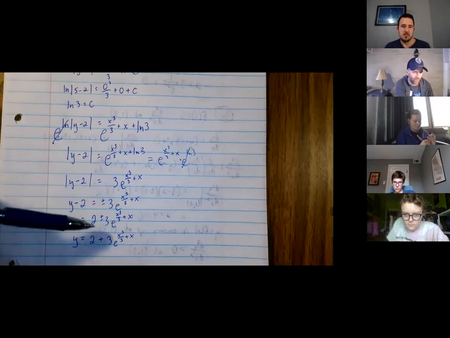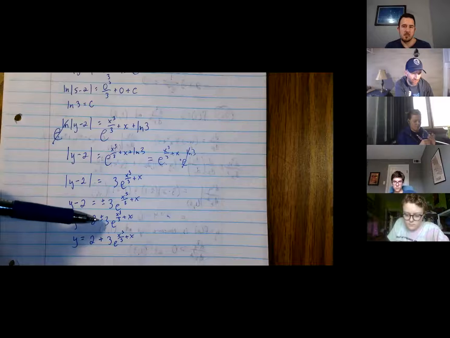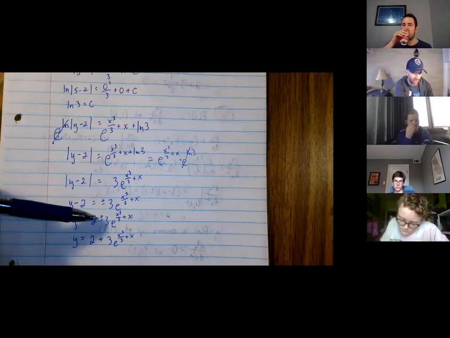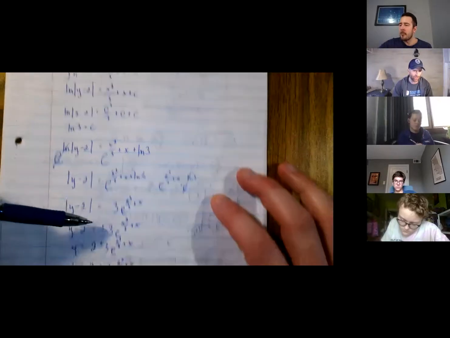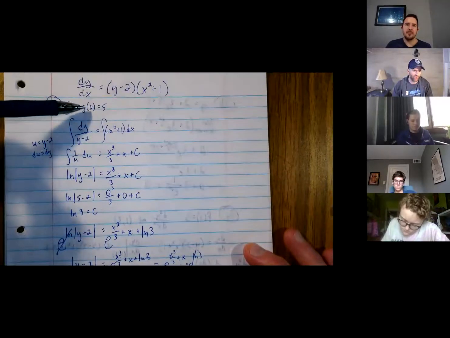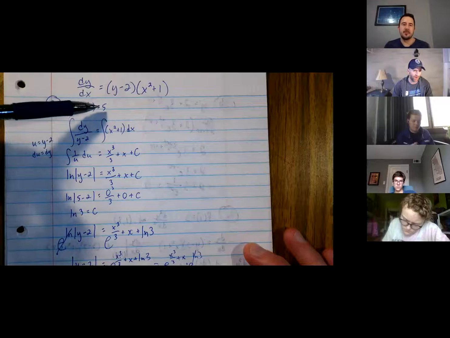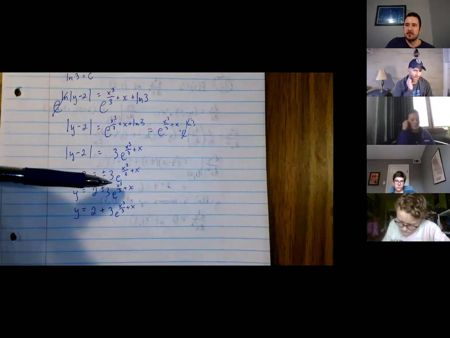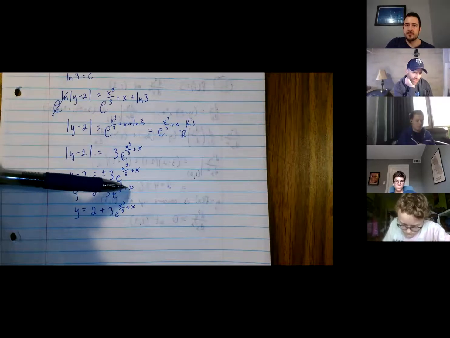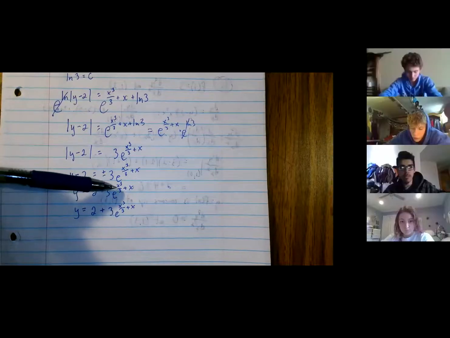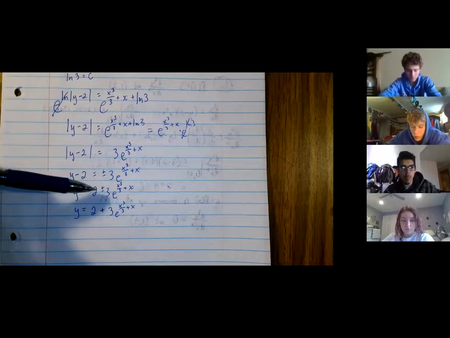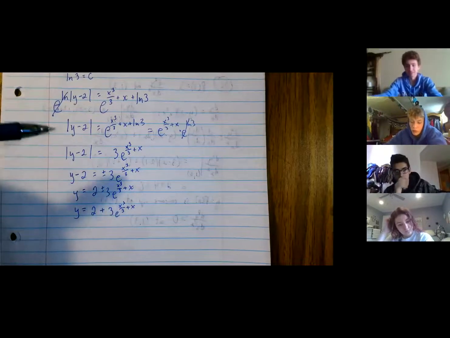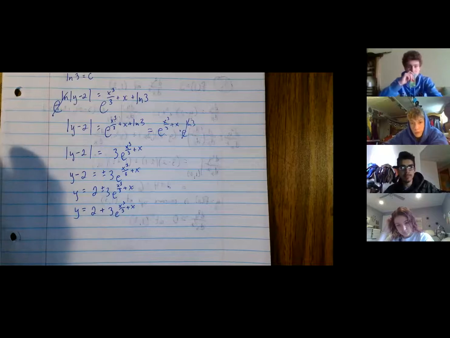And then you have to realize that you can't give the answer with both the plus and the minus. You can only give one of those answers. So you have to realize, based upon the initial condition, that g of 0 is 5. So when I plug in 0, I have to get 5. So if I do x equals 0, 0 cubed over 3 plus 0 is 0. So e to the 0 is 1. So 2 plus 3 times 1, and not 2 minus 3 times 1. All right, so that's part A.